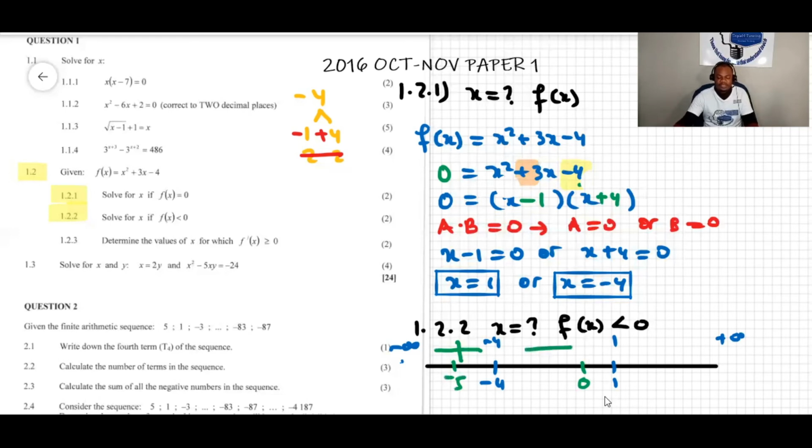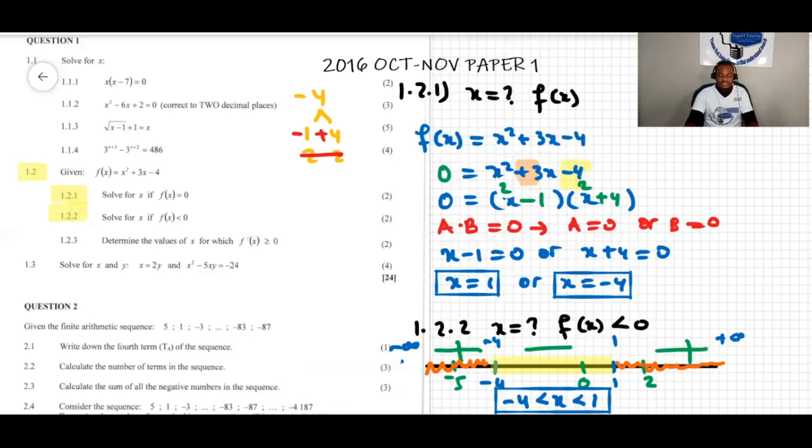Then I'm going to take a number over here, like 2. If I substitute 2 for x, I will have a positive number times a positive number, which will make positive. But I want my solution where it is negative. So my solution is not over here, not over there either. My solution is in between -4 and 1. Therefore, I will write -4 is less than x, less than 1.